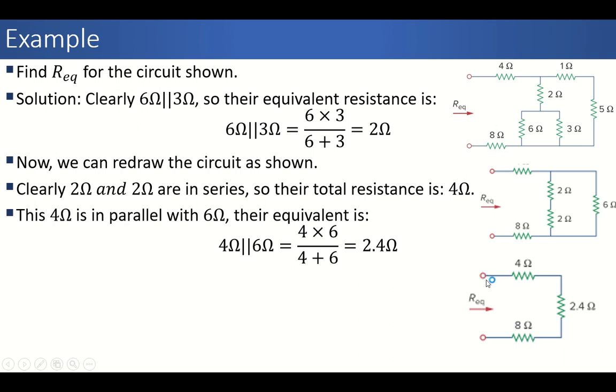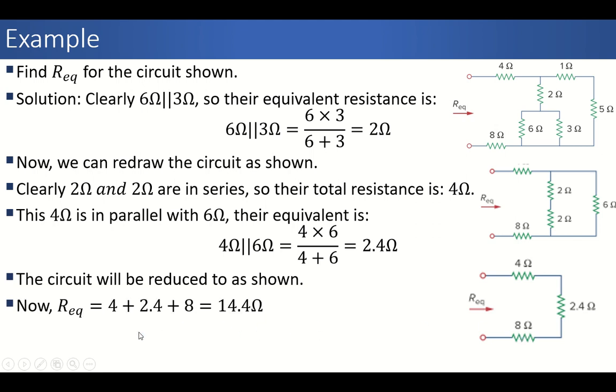Now you can see that these three resistances are in series. That is, imagine that if a current flows from this terminal in the 4 ohm resistance, the same current will be flowing through the 2.4 ohm resistance, and the same current will be flowing through the 8 ohm resistance. So the circuit will be reduced as shown. Now the total resistance across these two terminals will be 4 plus 2.4 plus 8, that will be 14.4 ohm.